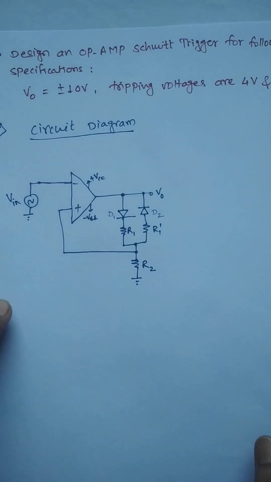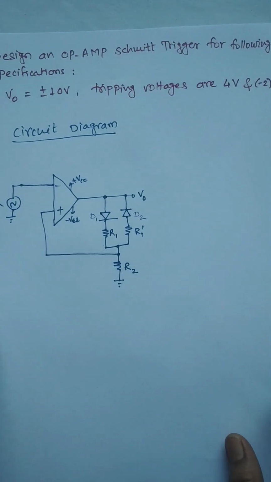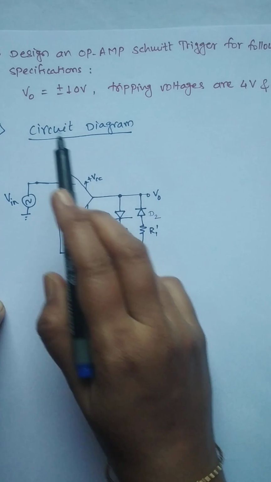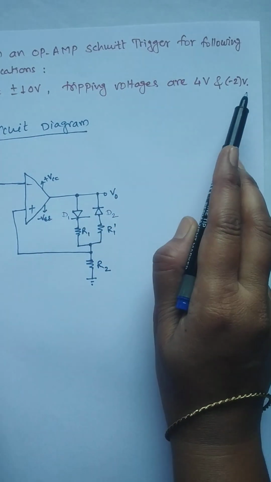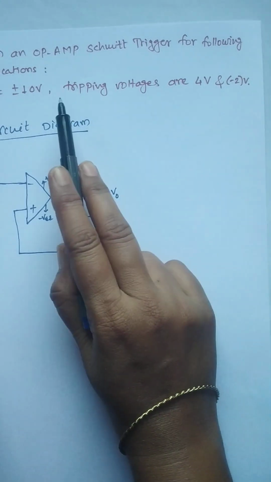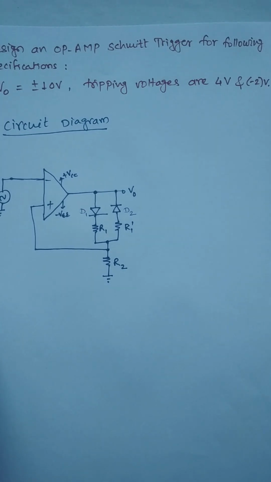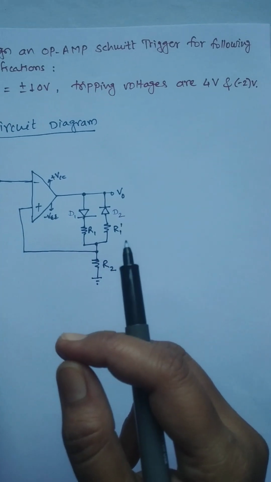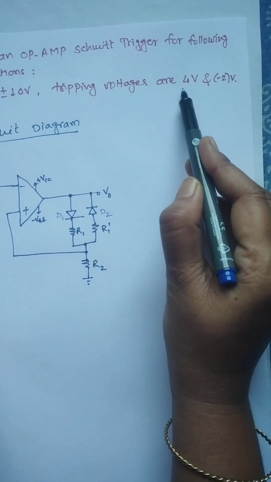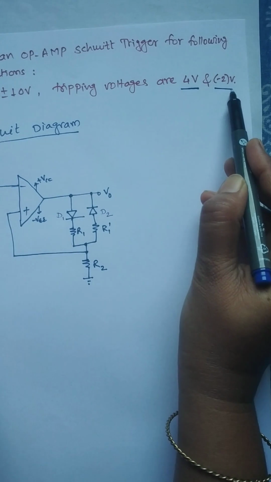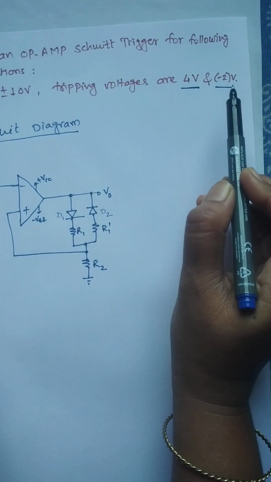The next example is: design an op-amp Schmitt trigger for the following specifications. The specifications are V output is plus minus 10 volt. Tripping voltages are 4 volt and minus 2 volt. Now instead of mentioning upper threshold or lower threshold voltage, it is mentioned as tripping voltages. You may have observed that this is VUT and this is VLT. Both are not the same. Both are different. One is 4, another is minus 2 volt.